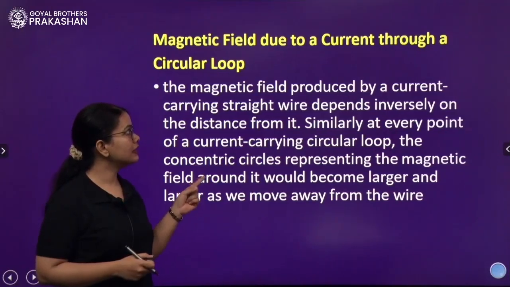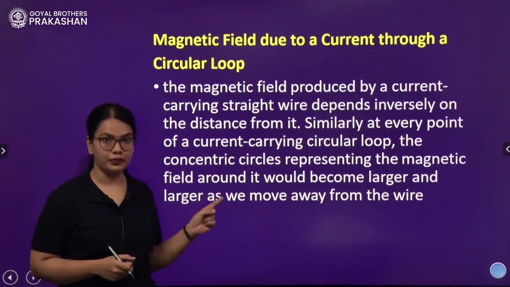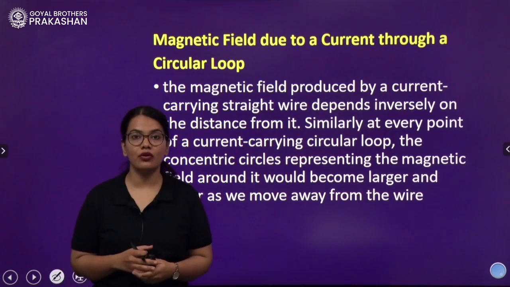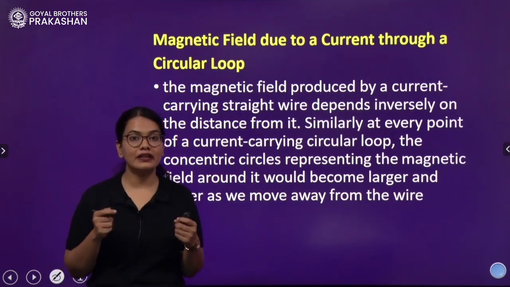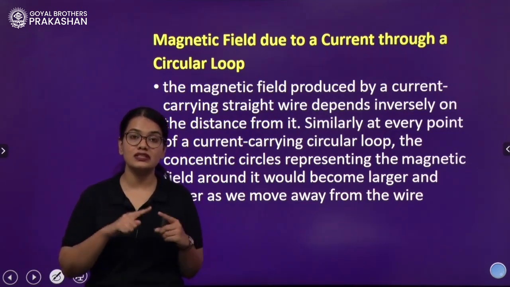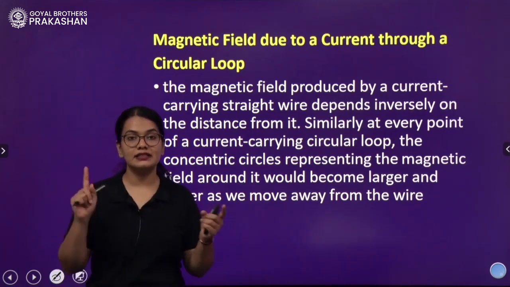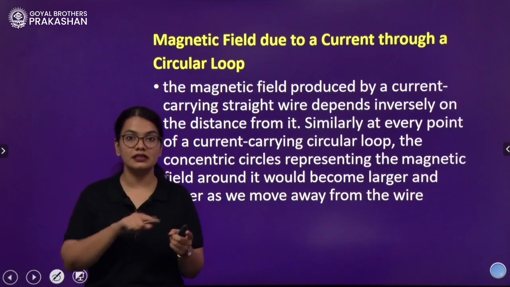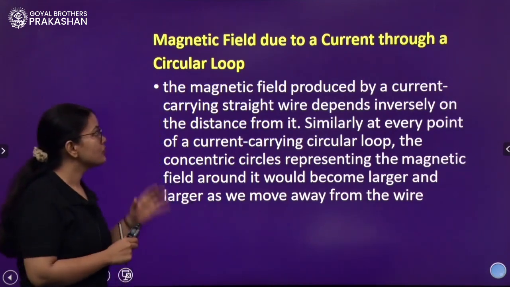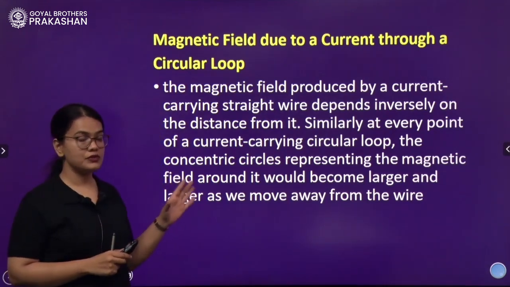Due to a current through a circular loop. In the previous case, we have already discussed how the magnetic field lines look like in the case of a straight current carrying conductor. But in this case, our conductor is in the shape of a circular wire, a circular loop. So in this case, what will be our observations?